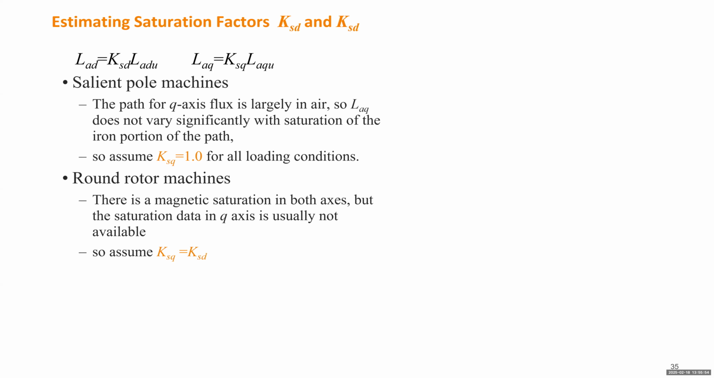For a round rotor generator, because it has symmetry in the D and Q axis, we can only model the D axis, and for the Q axis, we simply assume it has the same factor. So for either case, we only need to study saturation in the D axis. For the salient pole generator, we assume no saturation in Q. For the round rotor generator, we assume the same saturation in Q. So we only focus on estimating the K factor in D.